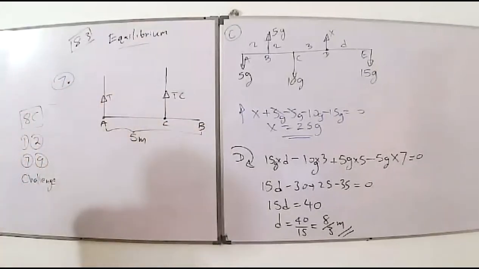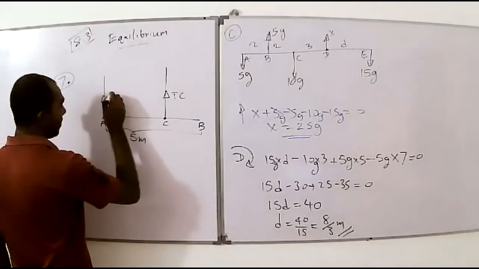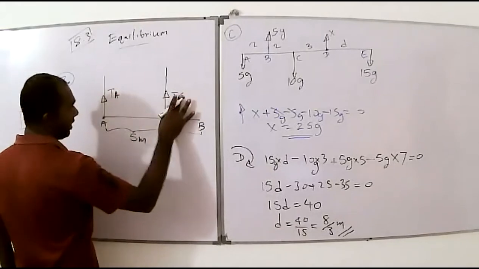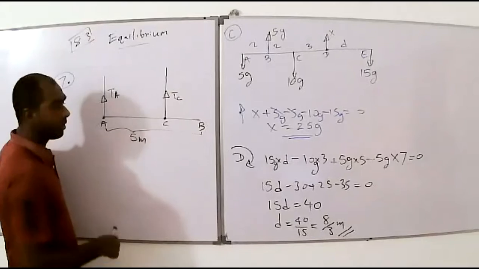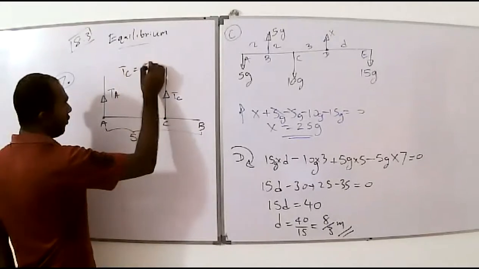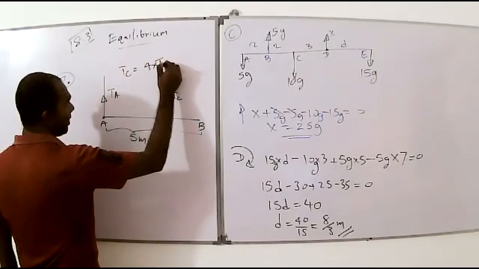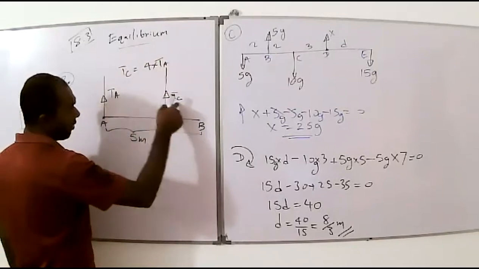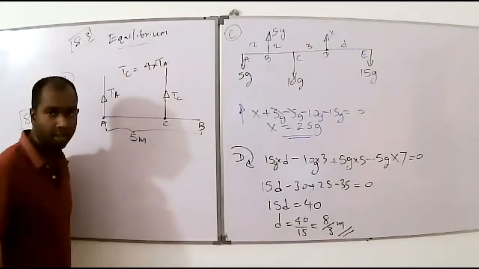Now this rod is hanging with two wires. The tension in the wire at C is 4 times the tension in the wire at A. So if you take this as TA and this as TC, they have given us TC is equal to 4 times TA. You can write it that way, or you can write TA in terms of TC.